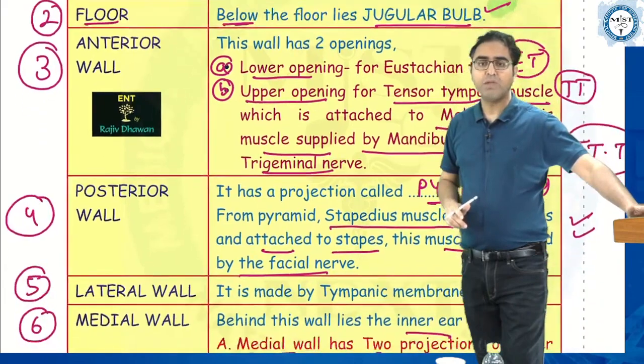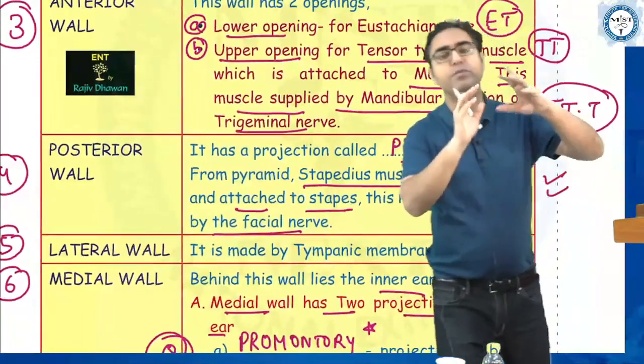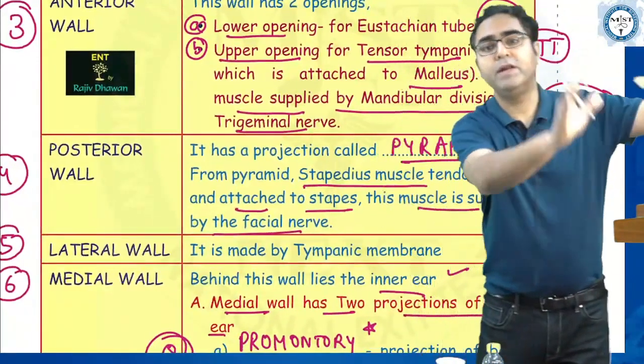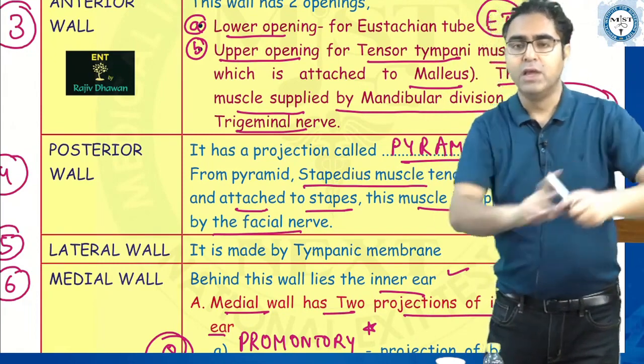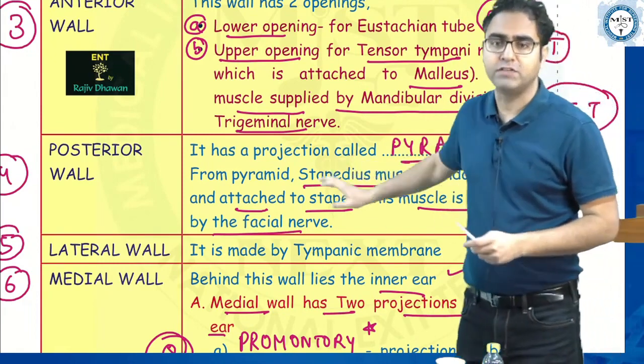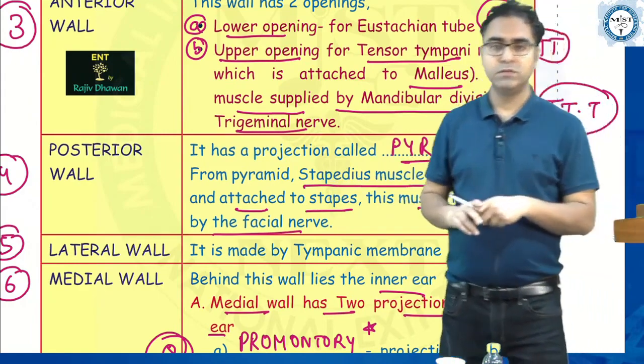Then the posterior wall has a projection called pyramid. Posterior means past. Pyramid is our past, Egyptian pyramid past. From the pyramid which muscle comes? Stapedius, for stapes. Incus has no muscle.